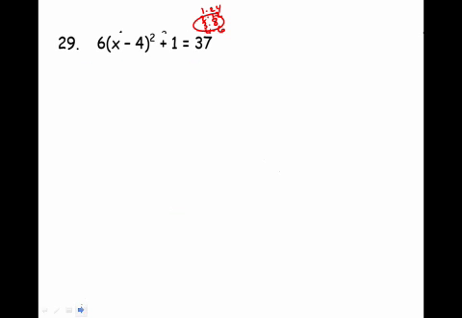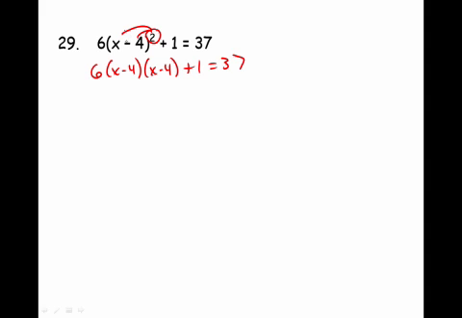Number 29, first thing we need to understand is that this square of a binomial means that I'm supposed to FOIL. Never distribute over an addition or subtraction sign. Whenever you square a binomial, it means you're supposed to FOIL. So we need to FOIL x minus 4 times x minus 4 first. When you do that, you're going to get x squared minus 8x plus 16. So the first step is to FOIL the x minus 4.